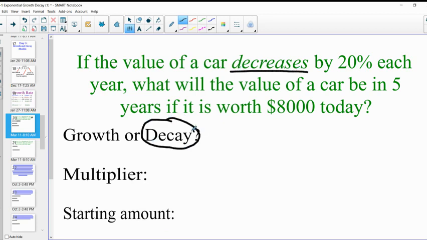My car, sadly, is losing value. My multiplier, well, if it's decreasing by 20%, that means that my R value is negative 0.2. And so my multiplier will be 0.8. Once again, if my car loses 20% of its value, then it still has 80% of what the value was. And my starting amount in this case, pretty clear, $8,000 for the value of the car today.